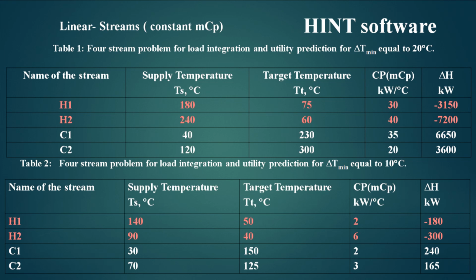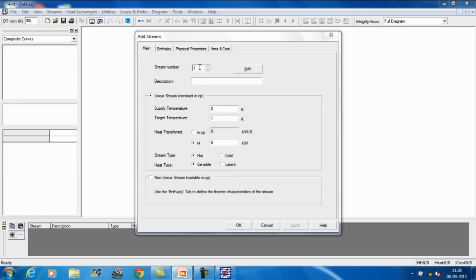The supply temperature of the first hot stream is from 180 to 75. Its Cp, which is basically MCP, is 30. The second hot stream moves from 240 to 60, the Cp is 40. The first cold stream C1 is 40 to 230 degree, the Cp is 35. The second cold stream is 120 to 300, the Cp is 20. So, we are going to feed this data and see how the program deals with it.